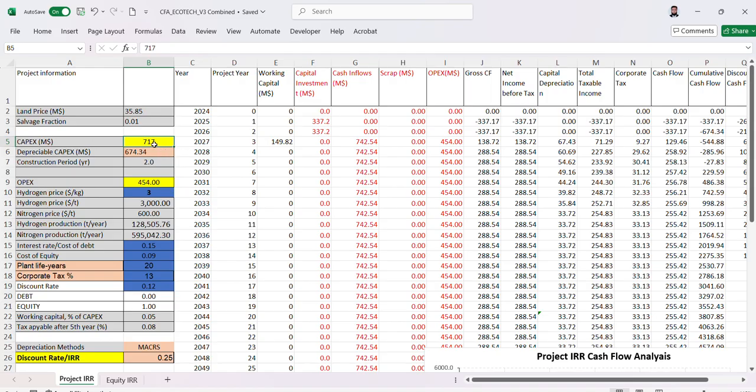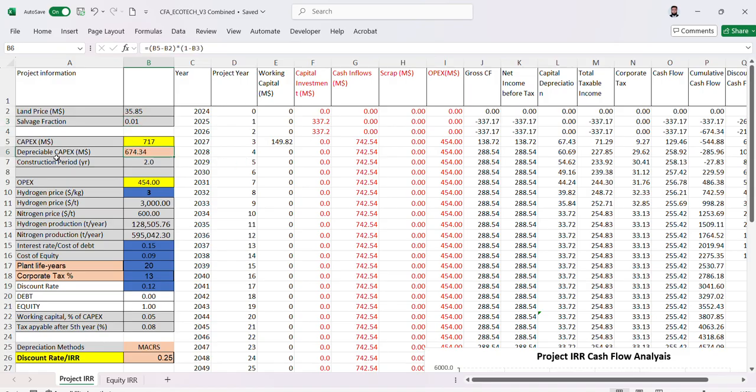So the capex is 717 million. The opex is 454 million. Land price is usually assumed as 5% of the capex, so if you do the 5%, then you're going to get 35.85 million. And the salvage fraction is how much you can get at the end of the project when it is scrapped. Another name is the scrap value of the plant, which is assumed as 1% of the project.